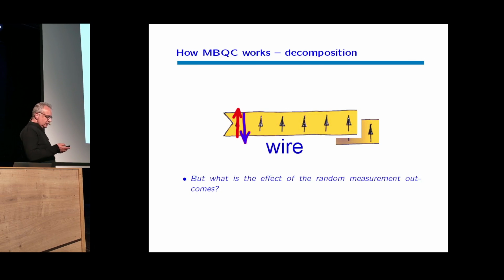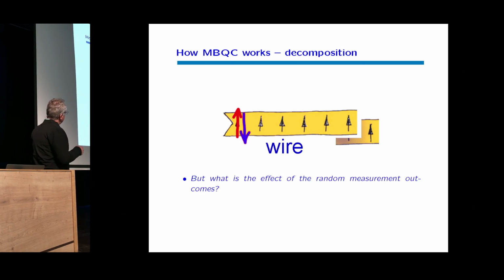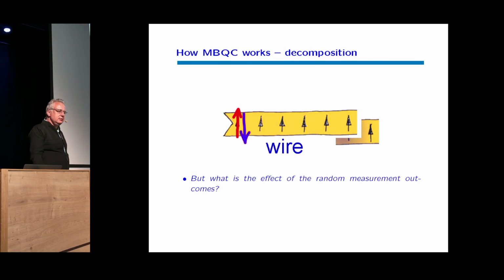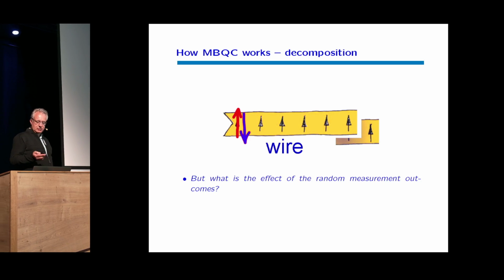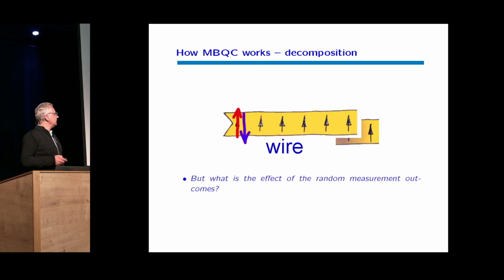Okay, and then we have to talk about what the effect is of the random measurement outcome. So again, let me just recap that. It's an important point. You can choose the measurement basis in quantum mechanics, but not the measurement outcome. So the measurement outcomes will be random, and so maybe that influences your processing. So you need to think what to do about that. You can't just ignore the randomness of these measurement outcomes.